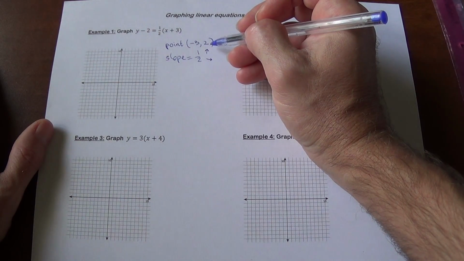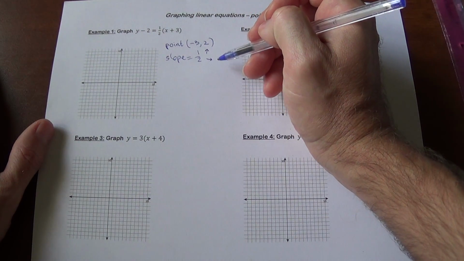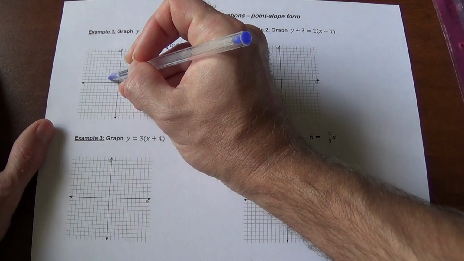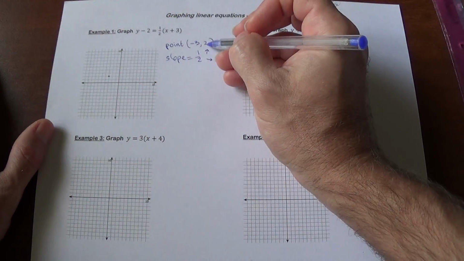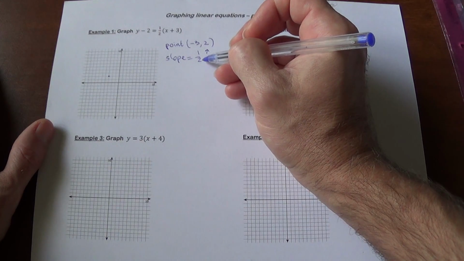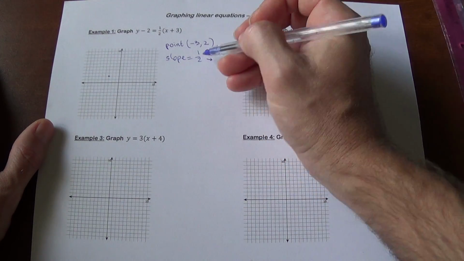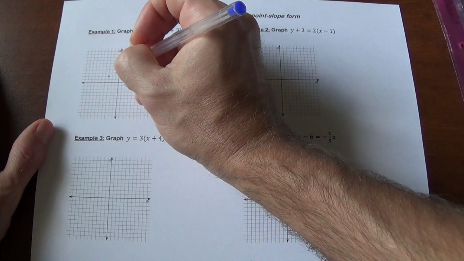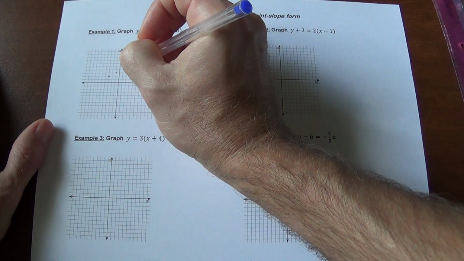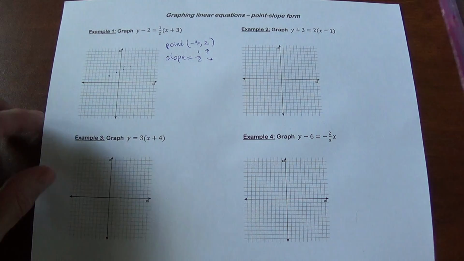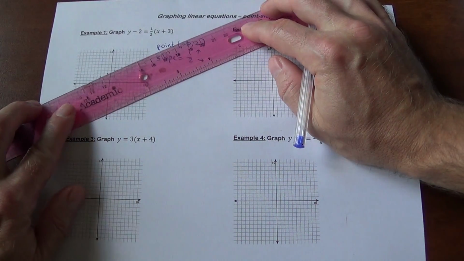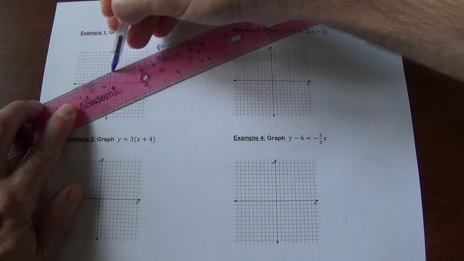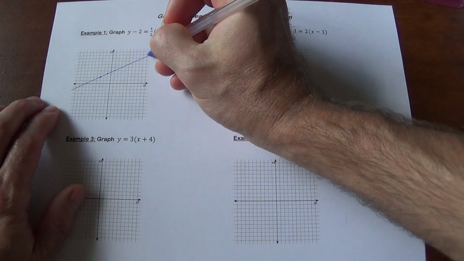Unlike graphing lines that are in slope-intercept form, this is going to be your starting point. So we're going to go to -3, 2 first. That's this point. And then from that point, you are going to go 1 up and 2 to the right. 1, 2, 1, 2. Okay, so please remember this line has positive slope, so the line should be rising, and it is rising, and that is our line.